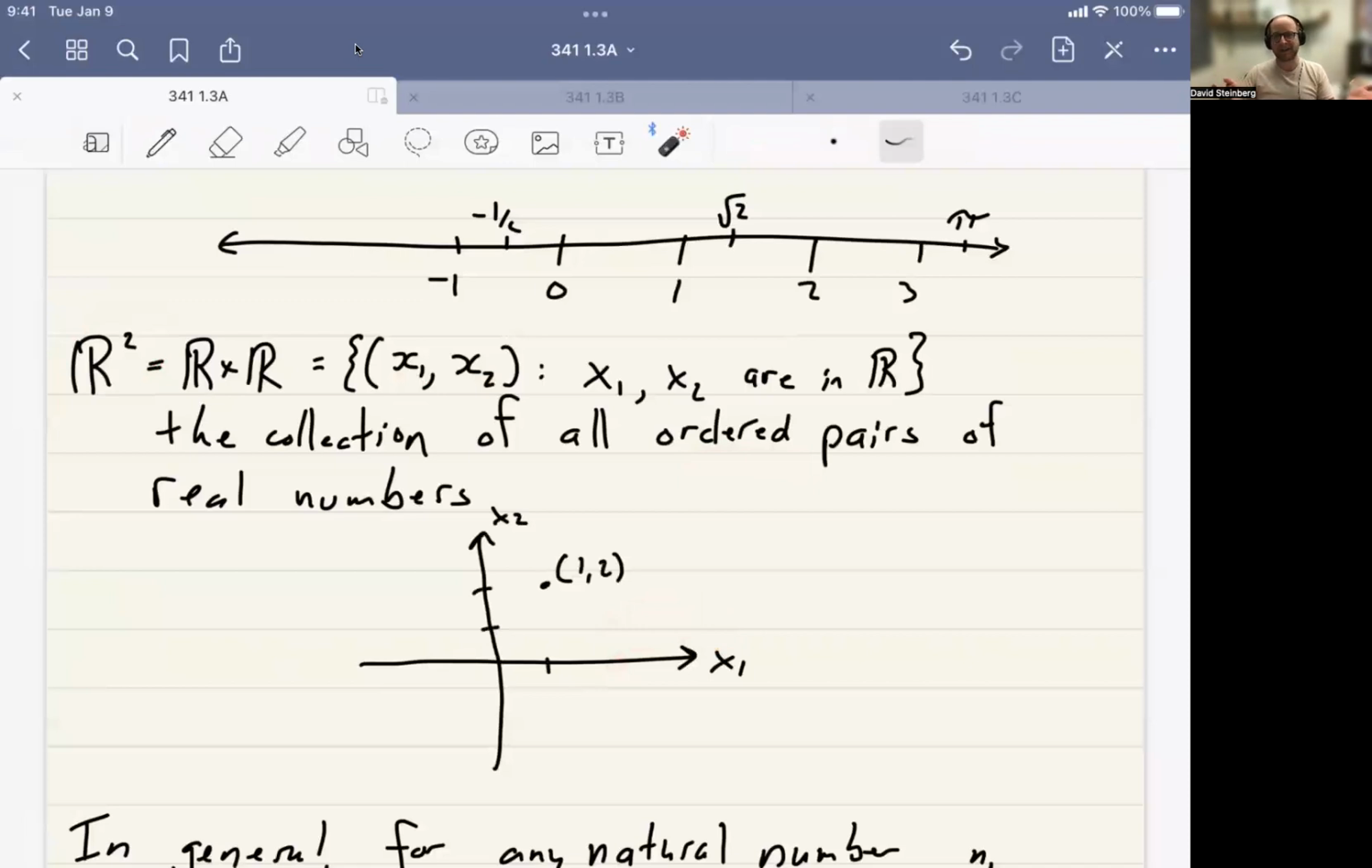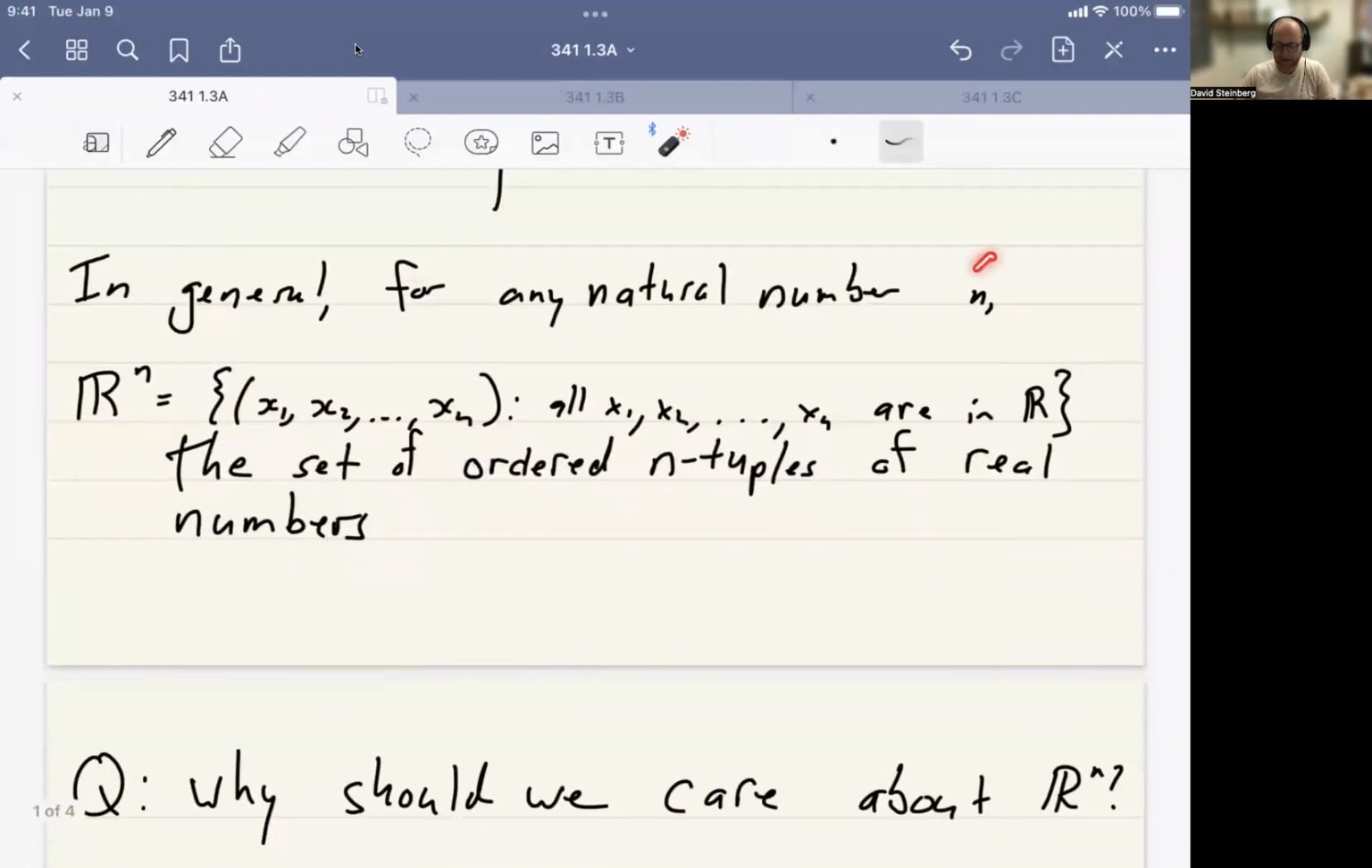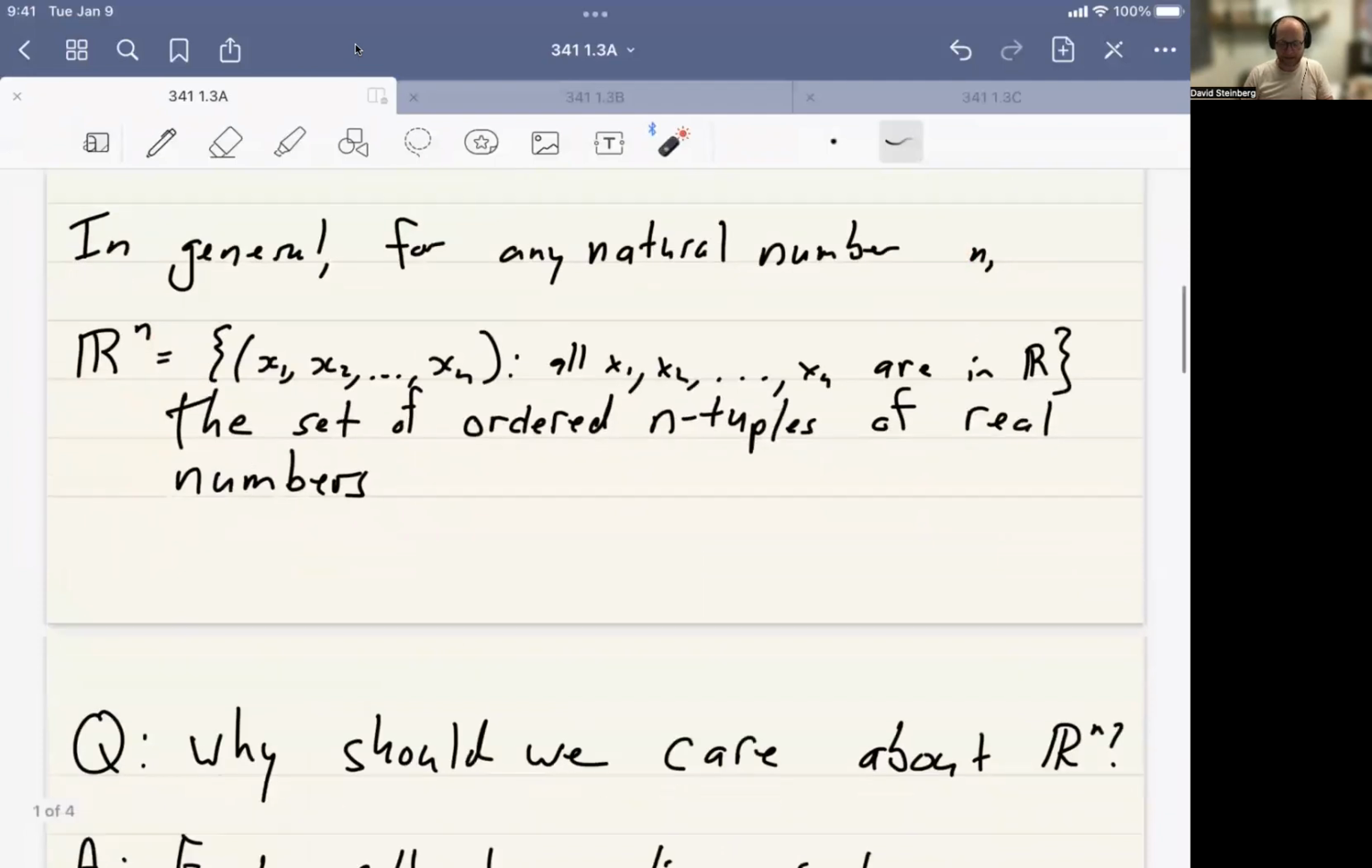In algebra, there's nothing stopping us from taking 1 or 2 or as many real numbers as we want and ordering them. So in general, for any natural number n, this is just a positive integer, we'll take R to the nth power to be the set of all ordered n-tuples of real numbers, where n-tuple just means, not double or triple, but n-tuple. There's n numbers that we're holding on to in this set.